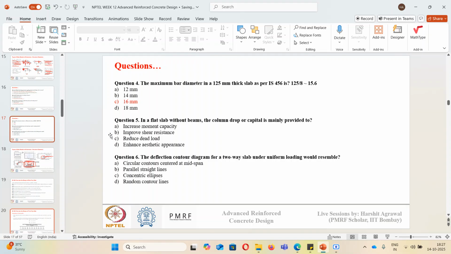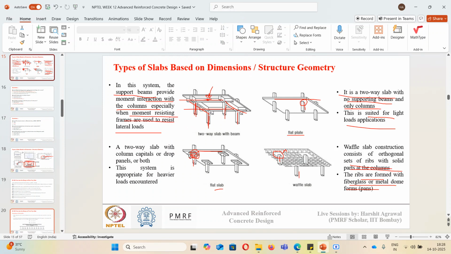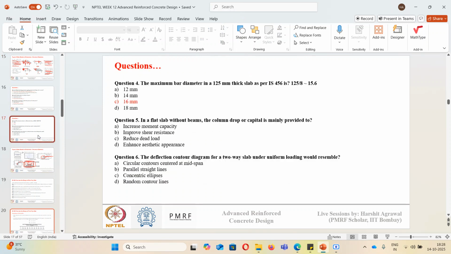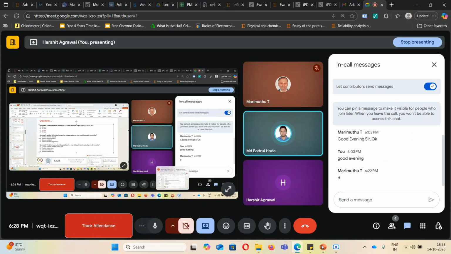Okay, next question: in a flat slab without beams, the column drop or capital is mainly provided to... So what do these column drops or column capitals and drop panels do? Improve shear resistance. Option B, improve shear resistance. Yes.